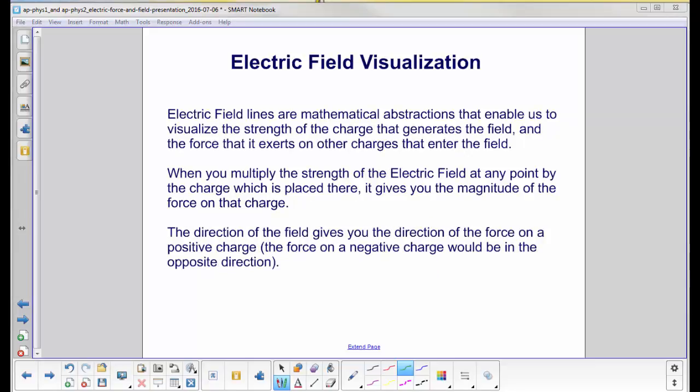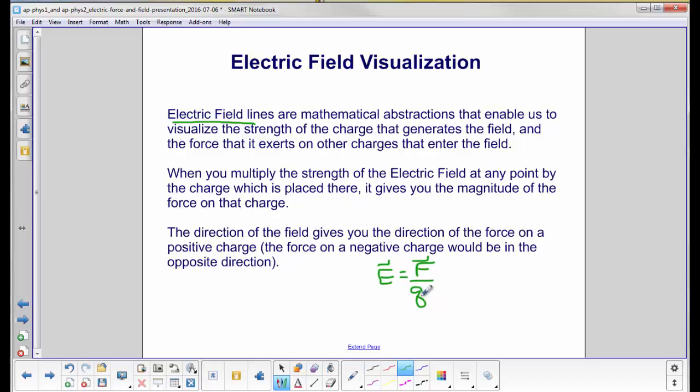In order to visualize this property of space, we're going to use something called electric field lines. They're mathematical abstractions that let us see what the strength of the charge is that generates the field and the force that it will exert on other charges that enter the field. Because if you multiply the strength of the electric field at any point by a charge that you put there, it gives you the magnitude of the force on the charge, right? Because we defined electric field as the force between two objects over q.